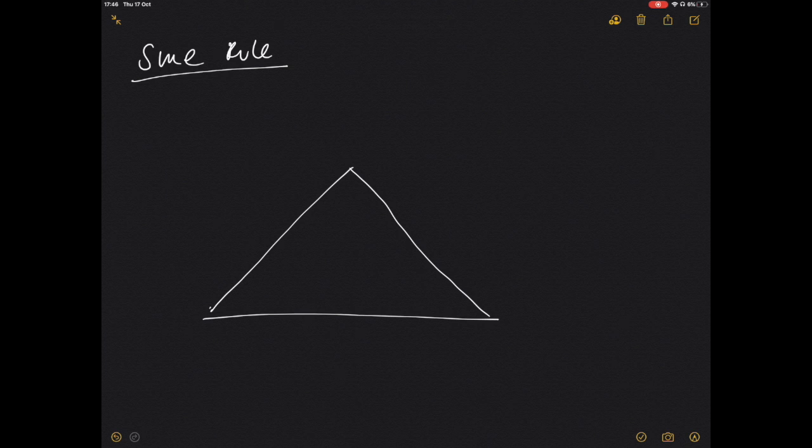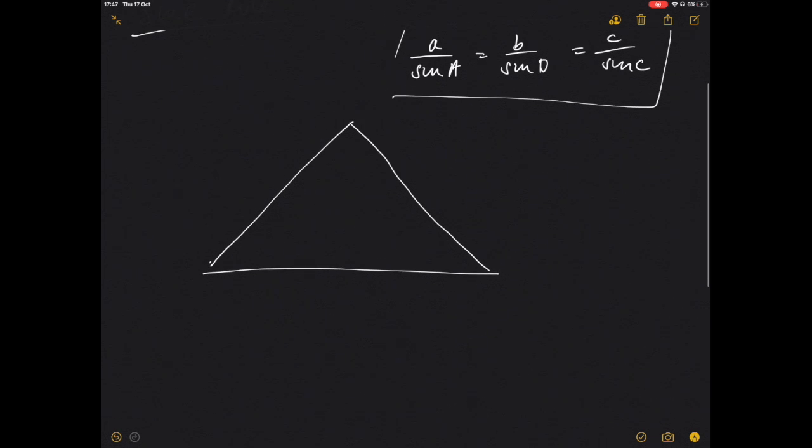So the rule itself, I'll tell you, is a over sine A equals b over sine B, which equals c over sine C. So let's show why that's true. We can show this proof by using our SOHCAHTOA. To do SOHCAHTOA, we need to make this non-right angled triangle into two right angled triangles. We can do this by drawing a line down the center, and we know that this is a right angle.